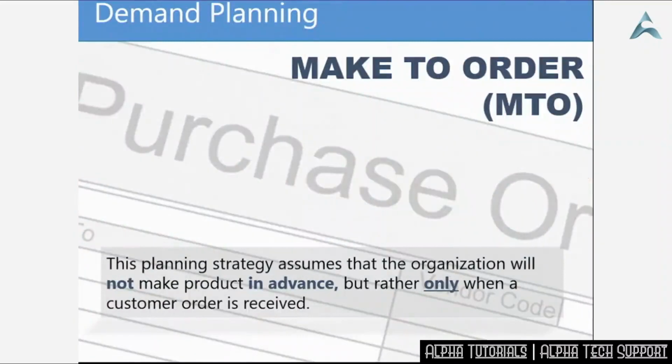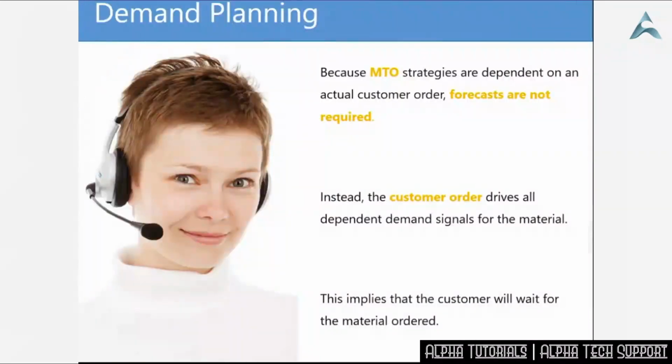The second most common demand planning strategy is make to order. And this strategy is fundamentally different than the make-to-stock because forecasts are not used at all. In this strategy, the company will only produce product when a customer order is received. Because MTO uses firm customer orders, it implies that the product is not readily available on the shelf to fulfill a customer order, and instead has to be produced.